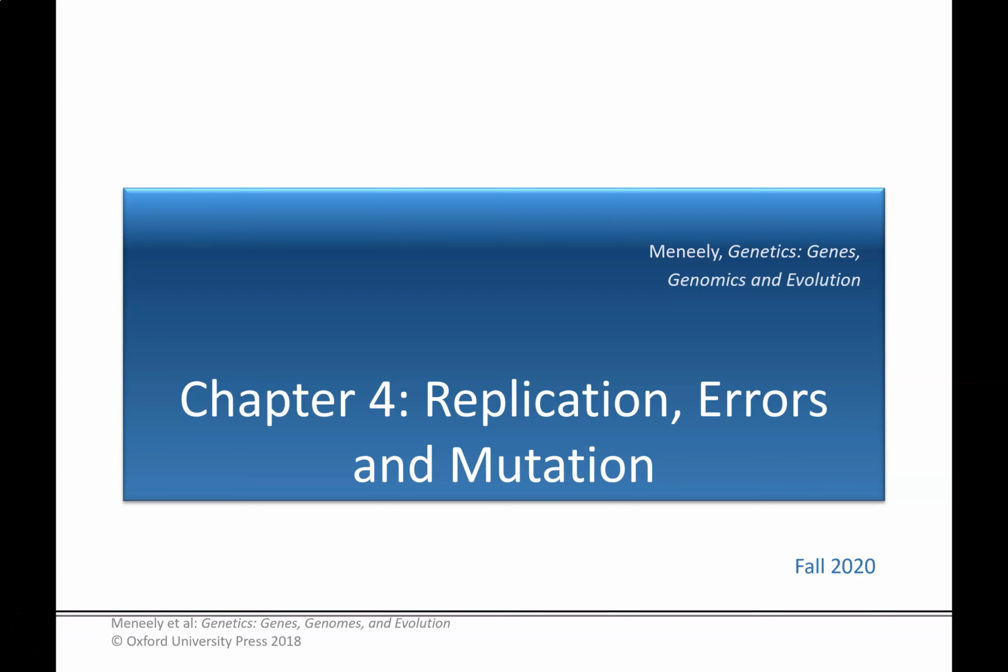In Chapter 4, we're going to look at the mechanism of DNA replication, how errors occur, and how errors are fixed. And then very briefly, we'll talk about some of the ways that mutation affects the DNA sequence overall.